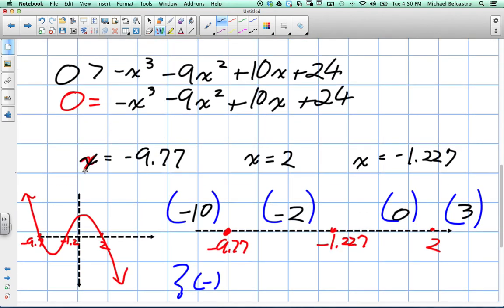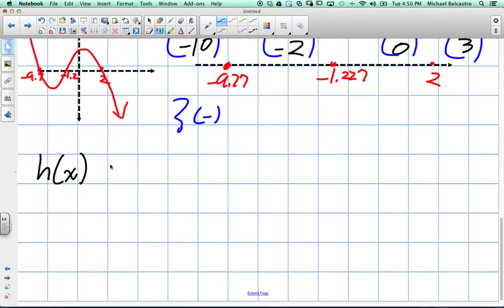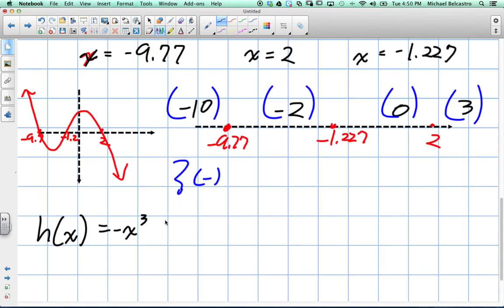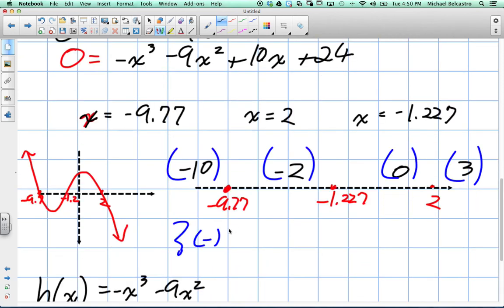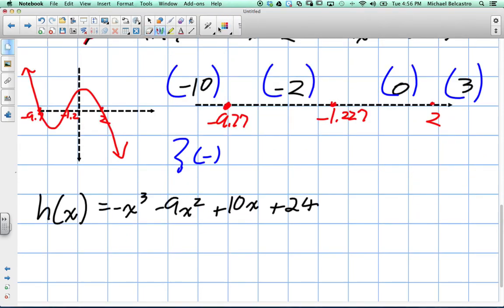I could technically put it into a factored form, because we haven't really talked about that, but we'll put it in our standard form here. h of x is equal to negative x cubed, negative 9x squared plus 10x plus 24. So with our standard form, we plug in our 4 intervals here.